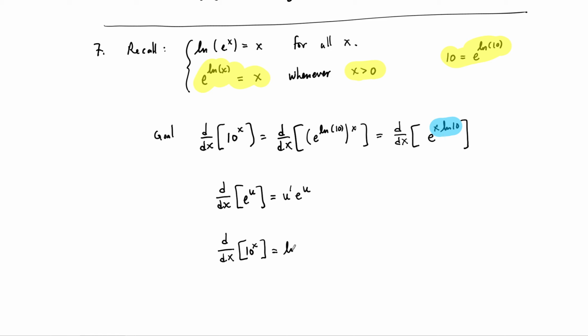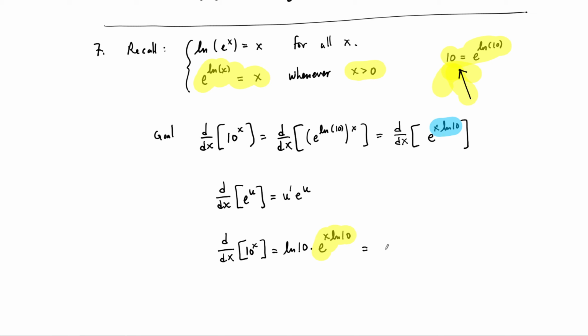U prime is natural log of 10. e to the u is e to the x ln of 10. But based on everything we just did, this is this. Kind of funny to write that. It's this. It's just 10 again.